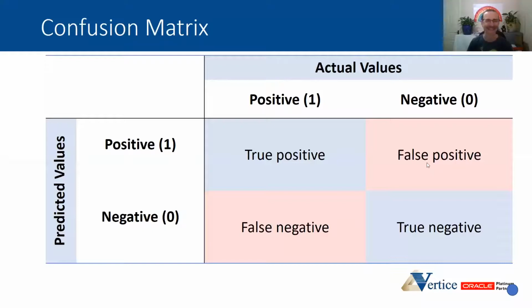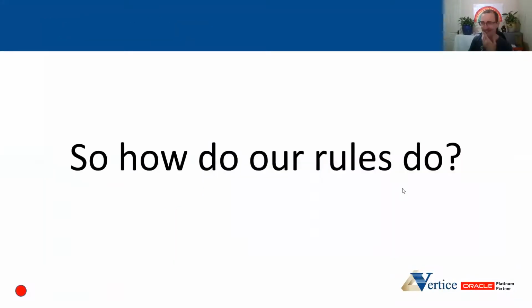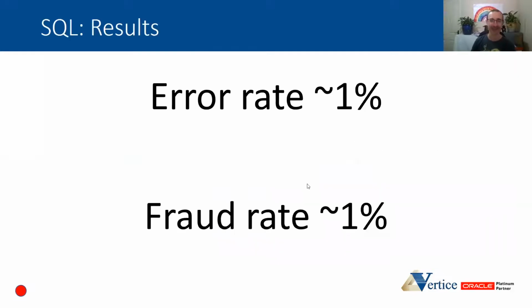Okay, so we need to map the rules to this. Let's have a look and see. Actually, before we do that, let's think about this a little bit more. I said there was an error rate of 1% and a fraud rate of 1%. There's actually a trivially easy way to get these two figures to match exactly. We'll see if anyone's awake and paying attention.